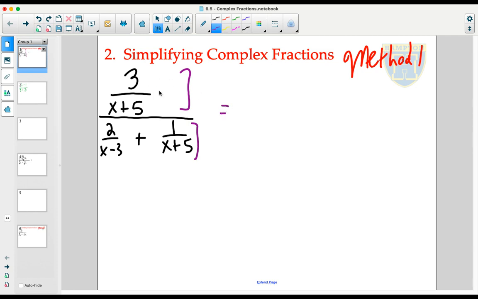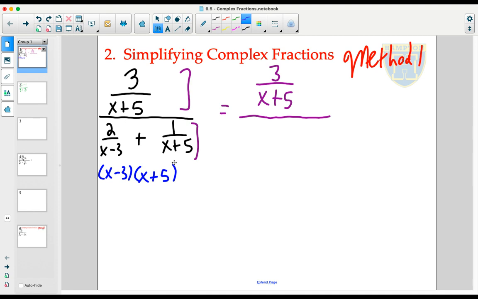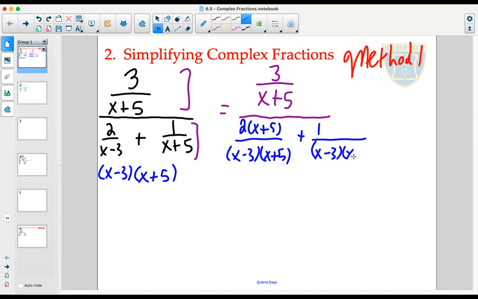Now we can see, obviously, that this numerator is already in its most simplified form, 3 over x plus 5. But this denominator, going back to previous lessons, we can create a common denominator for this larger denominator of x minus 3 plus 5. We don't need, in method number 1, we don't need to worry about the numerator. We are worried only about the denominator. So here, we're going to give the first fraction that common denominator by multiplying it by x plus 5. And we're going to give the second fraction that common denominator by multiplying it by x minus 3.